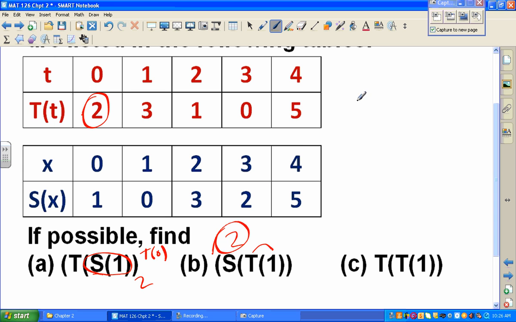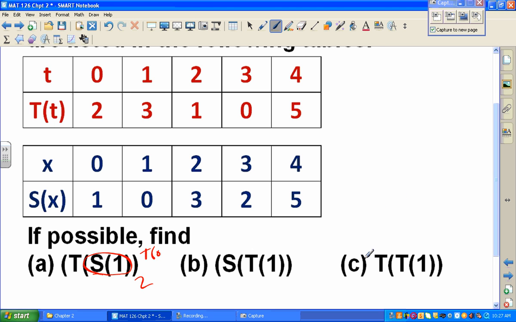Sure. T of 1 goes to 3. So that means you have to do S of 3, which goes to 2 as your final answer. Okay? Genius. You heard somebody, and you went with it. You had to make a decision whether you're going to go with it or not, and you did. I just picked a random number and it was right.